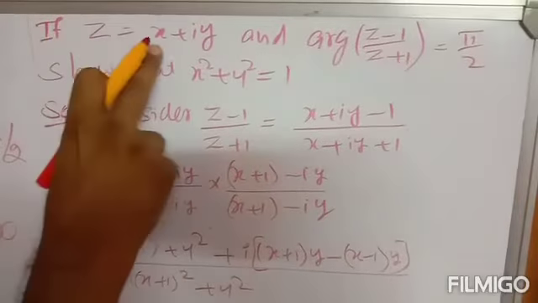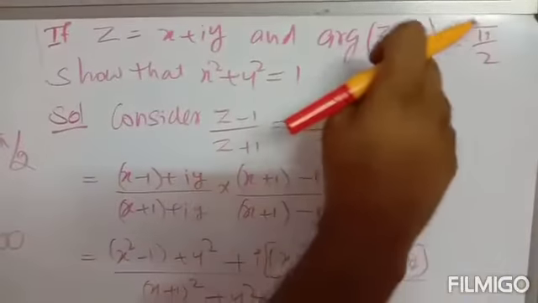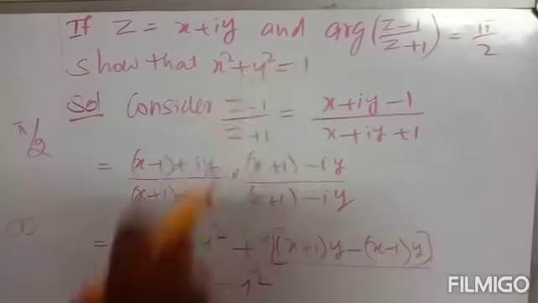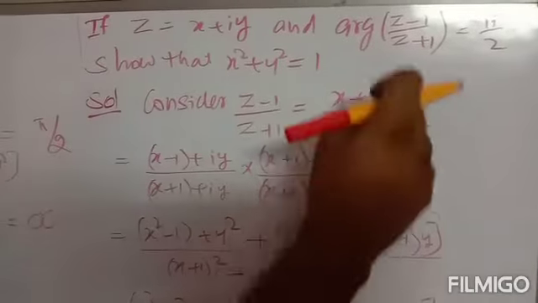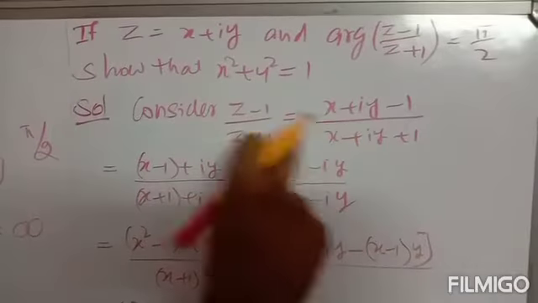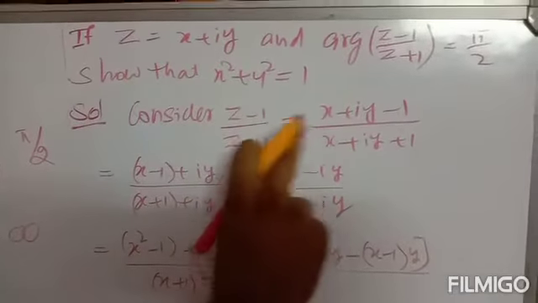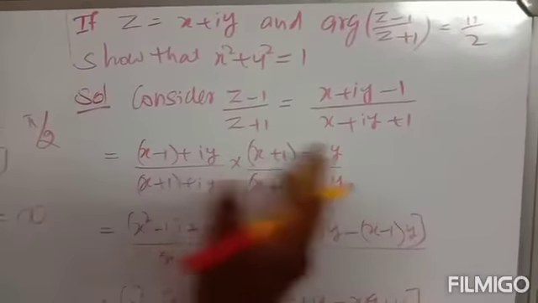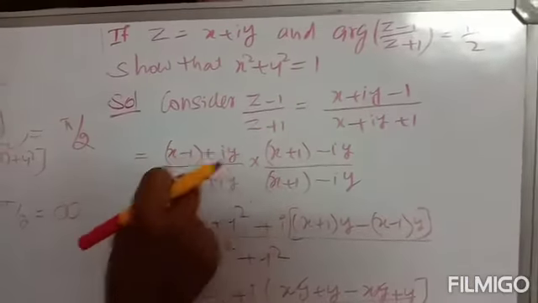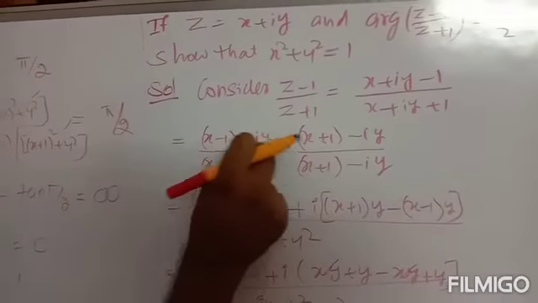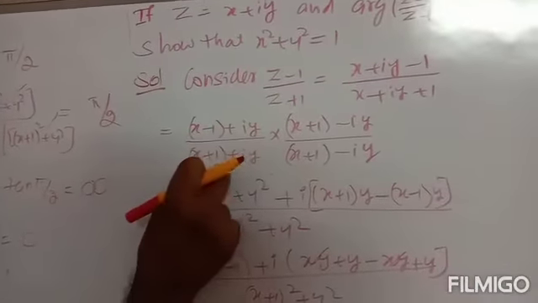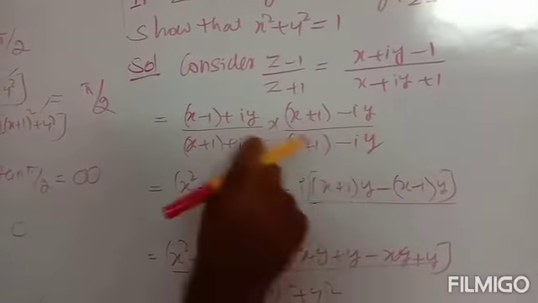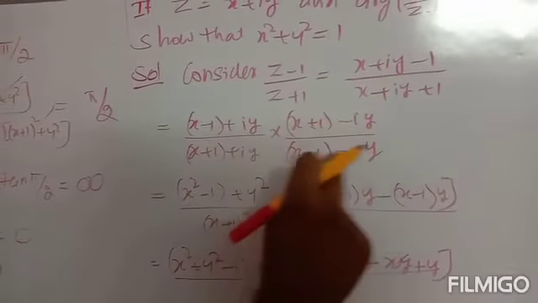Next sum: if z is equal to x + iy and arg of (z - 1)/(z + 1) is equal to π/2, then prove that x² + y² = 1. Solution. Consider (z - 1)/(z + 1), where z is replaced by x + iy. So (x + iy - 1)/(x + iy + 1). We can separate the real and imaginary parts. The numerator has real part x - 1 and imaginary part iy, divided by x + 1 + iy. The conjugate of the denominator is x + 1 - iy, so multiply numerator and denominator by x + 1 - iy.